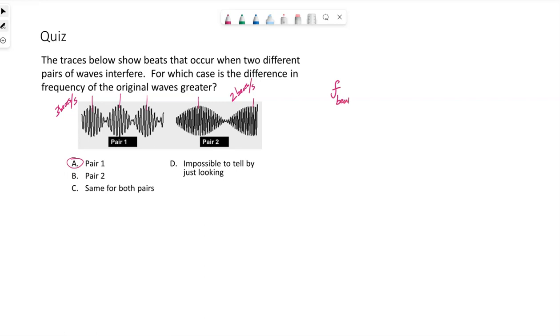That beat frequency is the absolute value of the difference between the two frequencies you're listening to. So the larger the beat frequency, the larger the difference in the frequencies that you're listening to. And again, the beats are the loud to soft, loud to soft, loud to soft. It sounds like the wah-wah-ing.